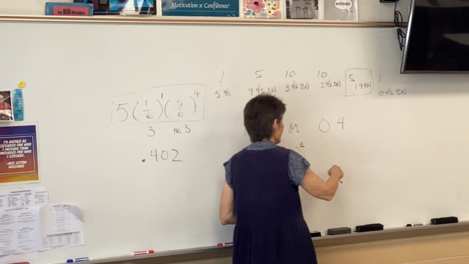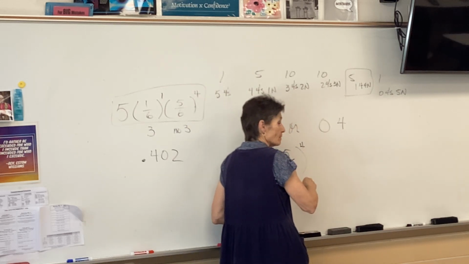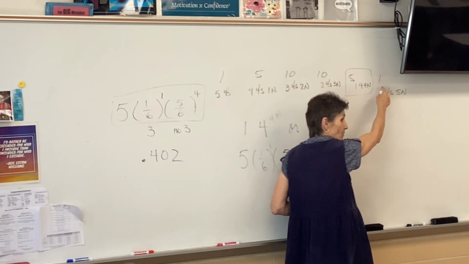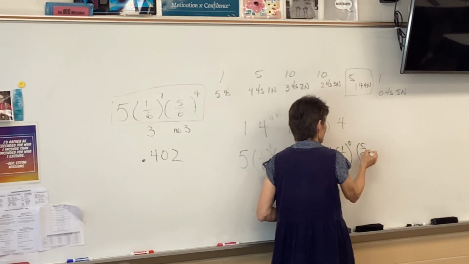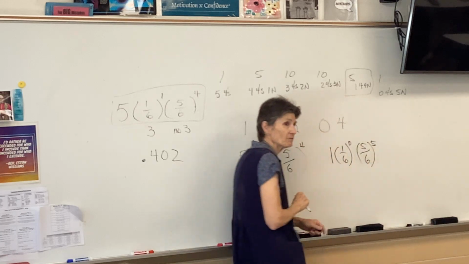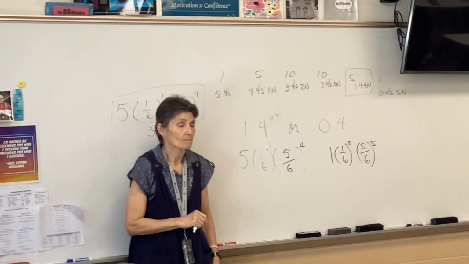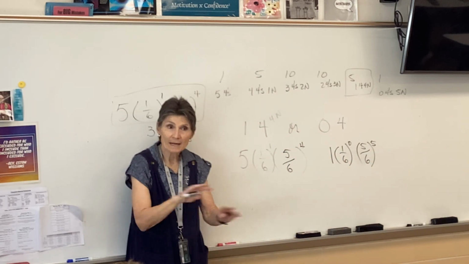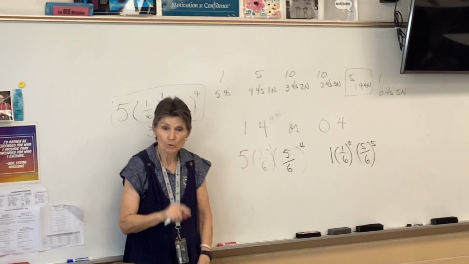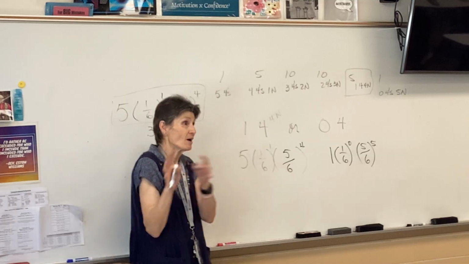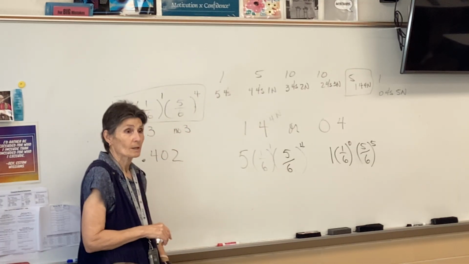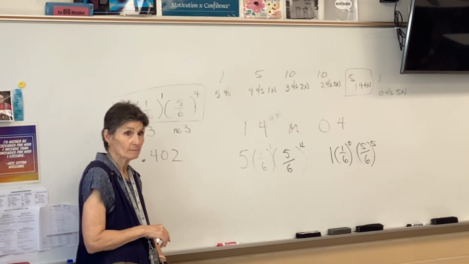Or no 4s. Well, no 4s is right there, right? So it's going to be 1/6 to the 0, and 5/6 to the 5th. You don't want any 4s, so your 1/6 gets a 0. You want all 5 other things. Does that look okay to everyone?